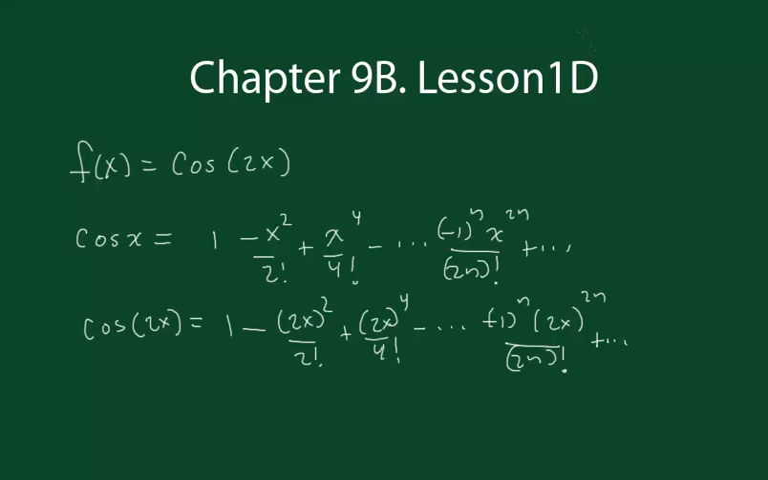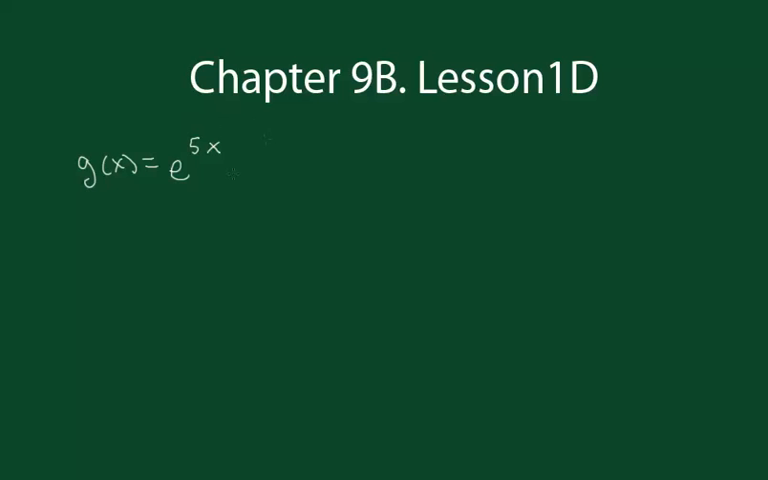The next one here, g of x equals e to the 5x. Again, you must have these committed to memory, so this is going to be 1 plus x plus x squared over 2 factorial plus x to the 3rd over 3 factorial plus dot dot dot plus x to the n over n factorial plus dot dot dot.